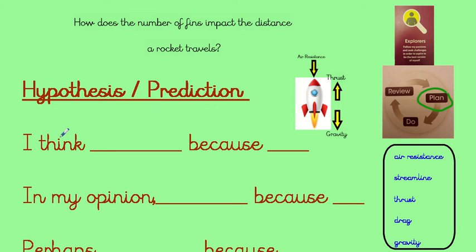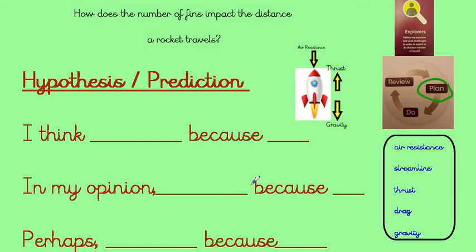I think the greater the number of fins, the further the rocket will travel because, in my opinion, if a rocket has less fins, it will travel further because there is less air resistance. Okay, so there are some sentence starters that you can use to help explain what you think is going to happen. Remember, we're trying to challenge ourselves, so do try to include your scientific knowledge.